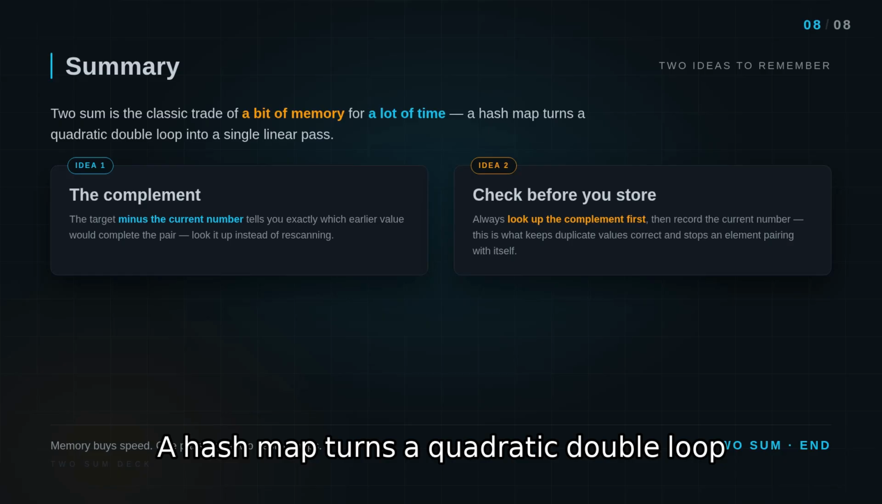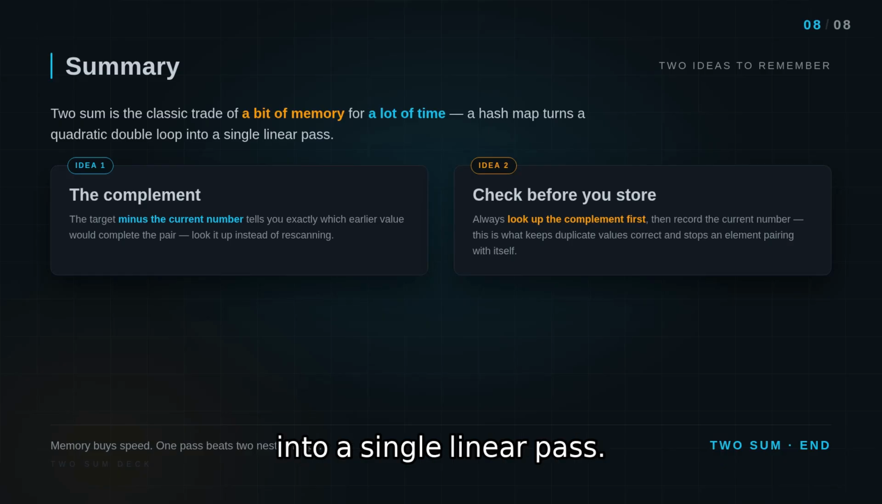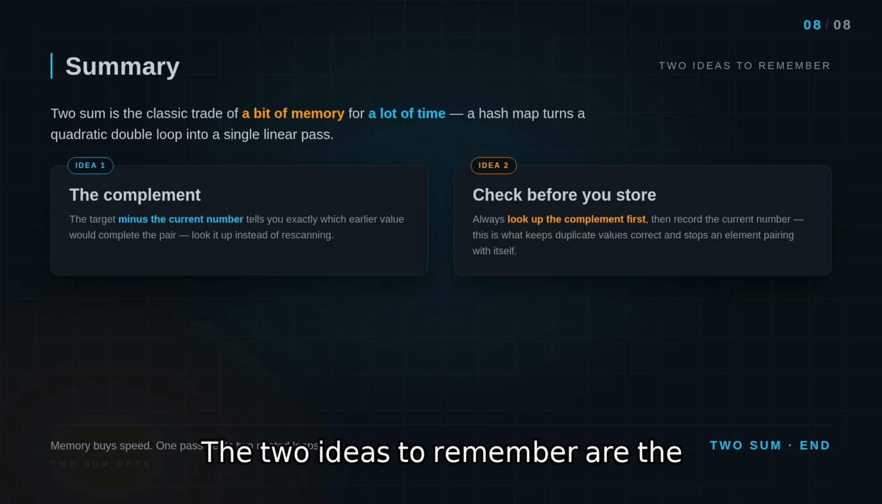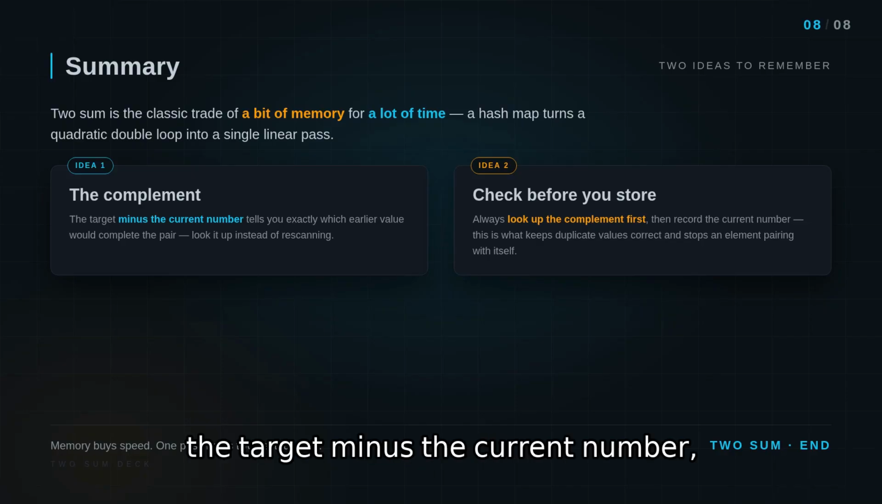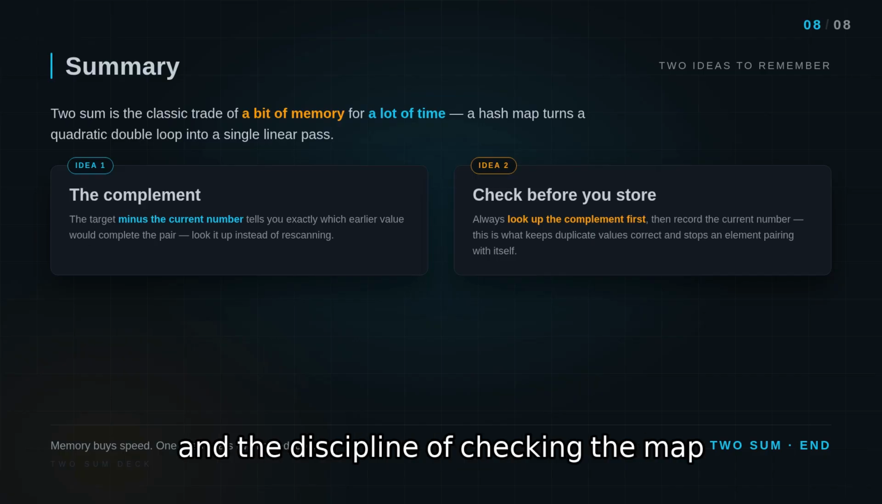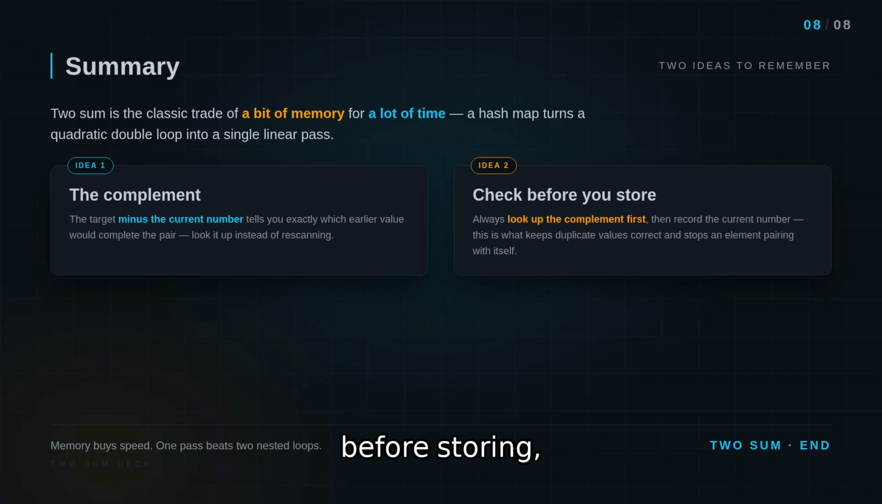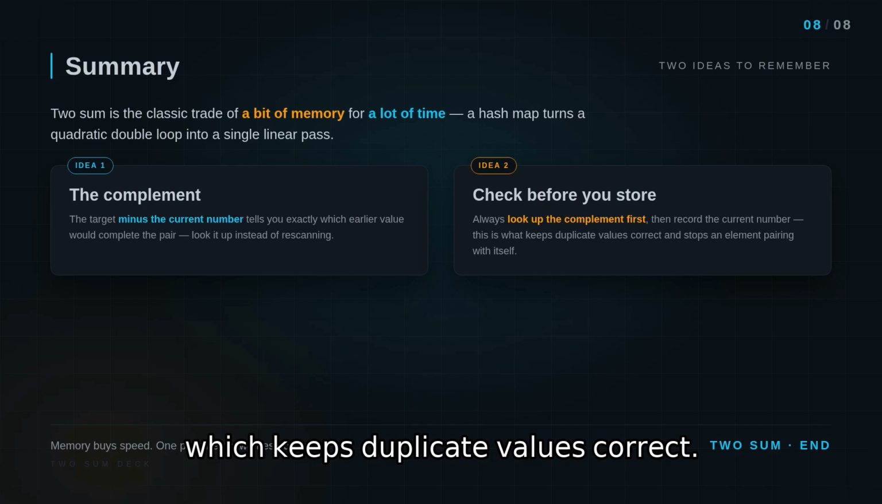Summary. The two-sum problem is the classic example of trading a bit of memory for a lot of time. A hash map turns a quadratic double loop into a single linear pass. The two ideas to remember are the complement, the target minus the current number, and the discipline of checking the map before storing, which keeps duplicate values correct.